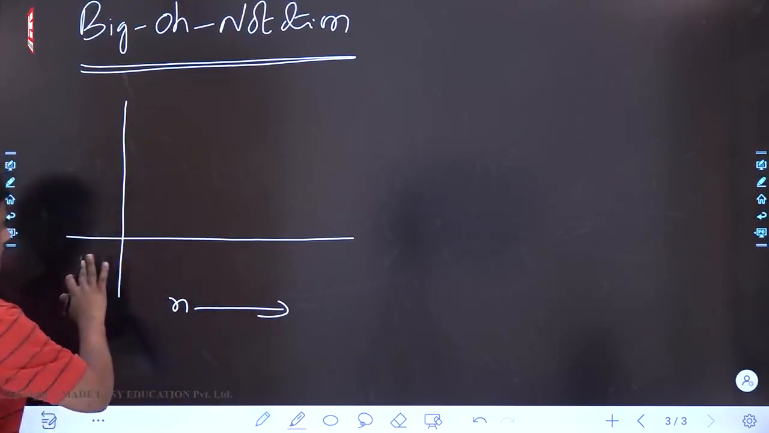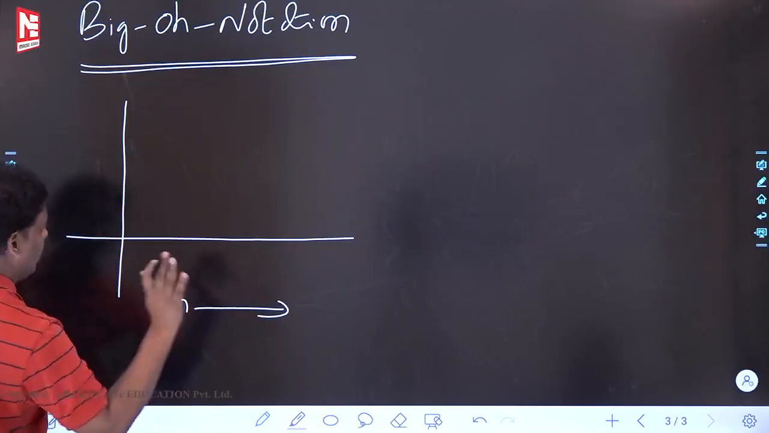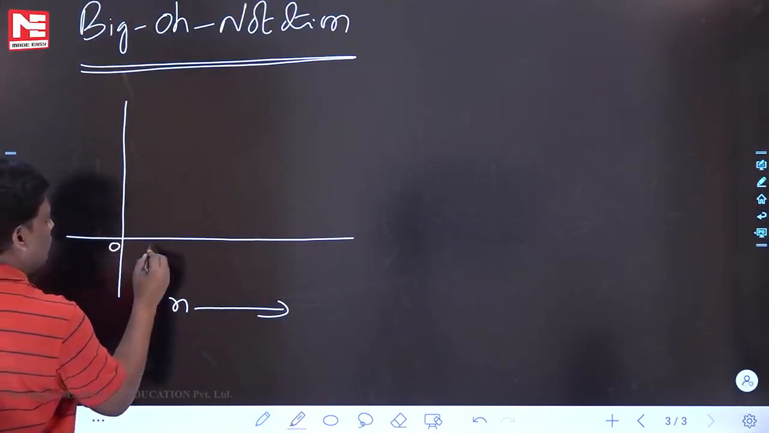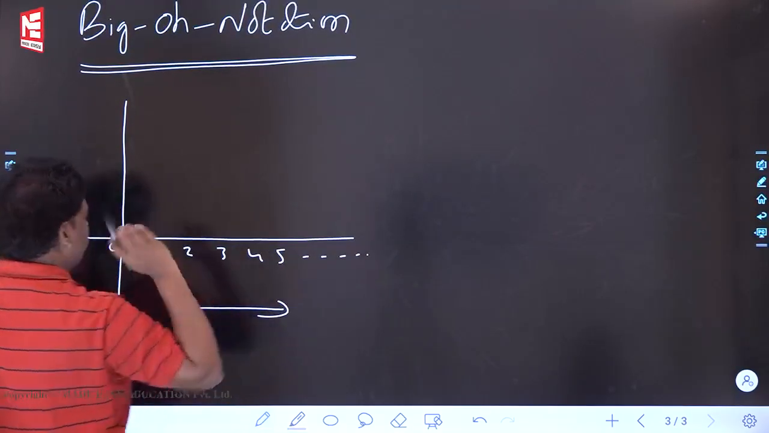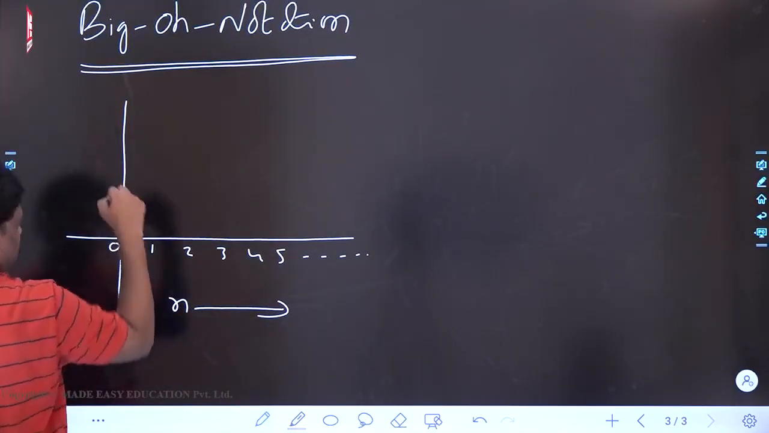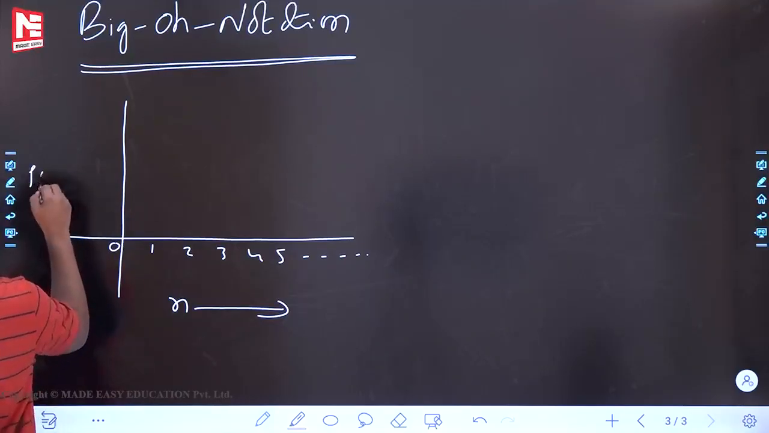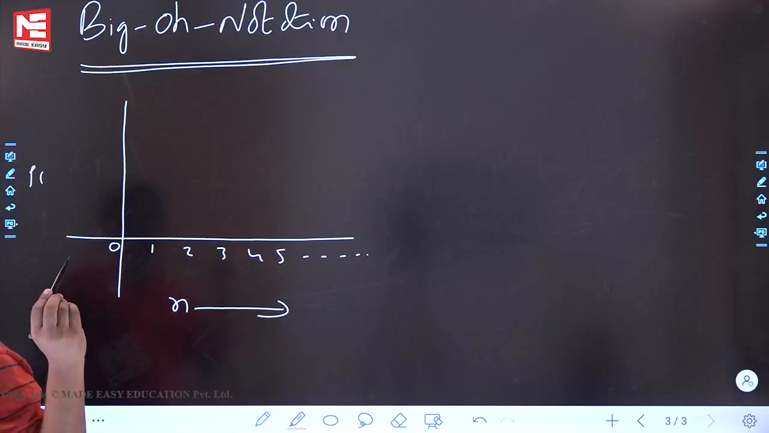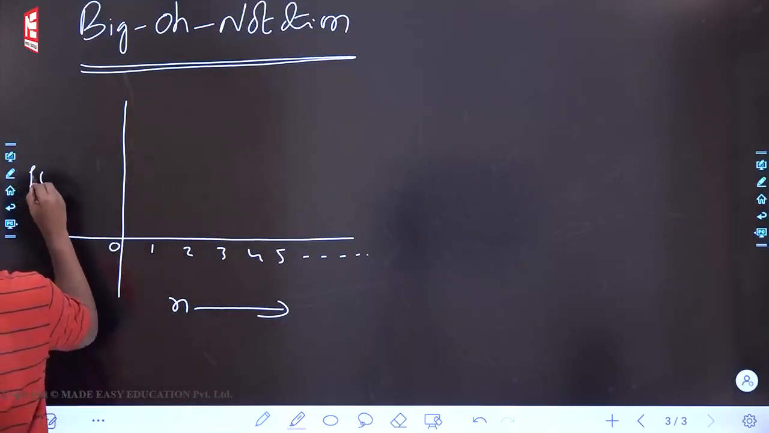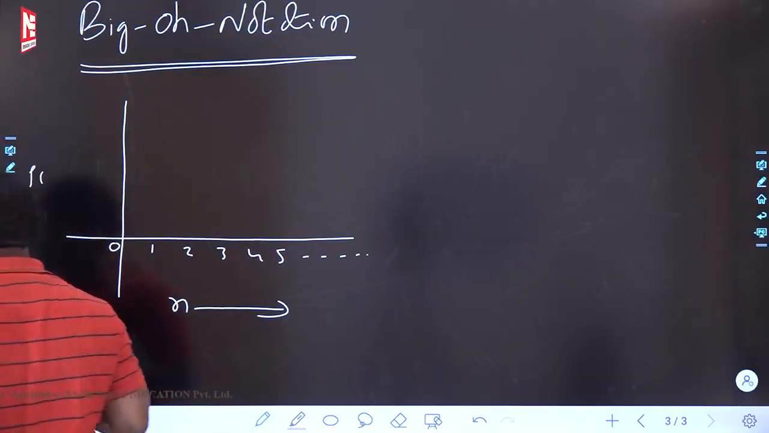Here, this is the x-axis, the n values: 0, 1, 2, 3, 4, 5 and so on. This is the y-axis, f of n.